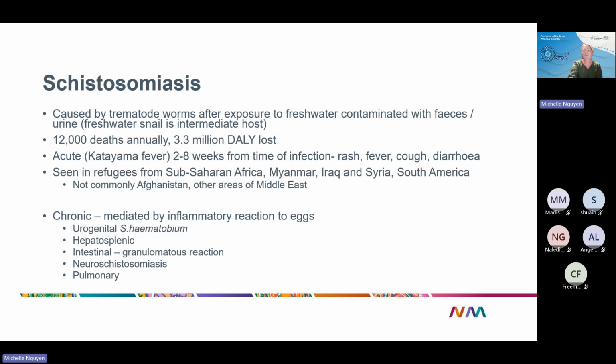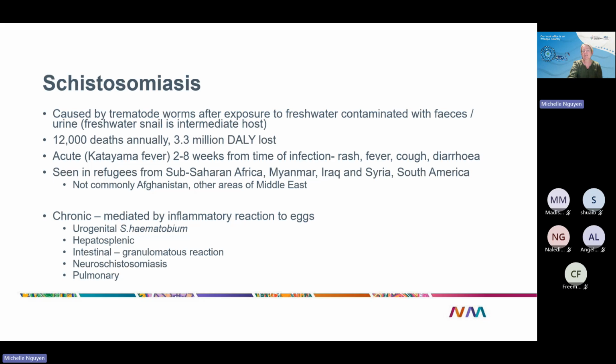Acute infection, so Katayama fever, can occur 2 to 8 weeks from the time of infection, which may include a rash, fever, cough, diarrhea. I think you're much more likely to see that in return travellers that have inadvertently exposed themselves to schistosomiasis than we are in our refugee clients. But it's just important to bear that in mind.